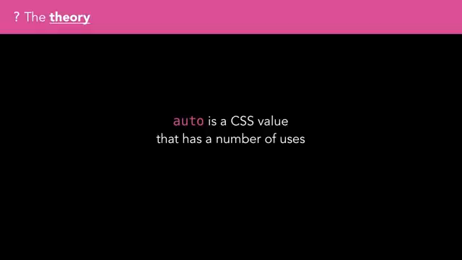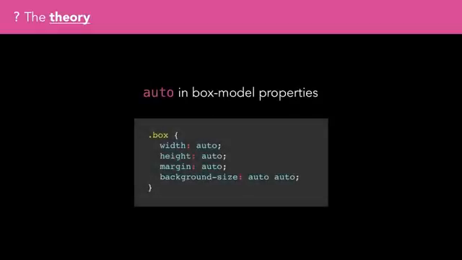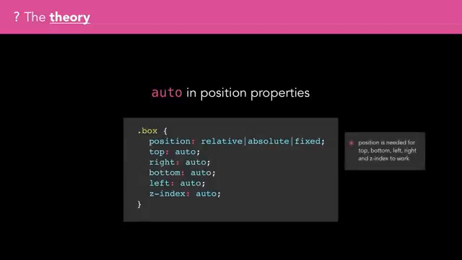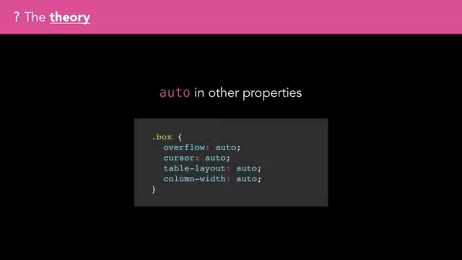Auto is a CSS value that has a number of uses. It's the default value for a lot of box model properties like width, height, margin, and background size. It's also the default value for position properties like top and bottom, left and right, and z-index. There are other, more obscure places that auto can be used as well, like overflow, cursor, table layout, and the column width property of CSS columns.